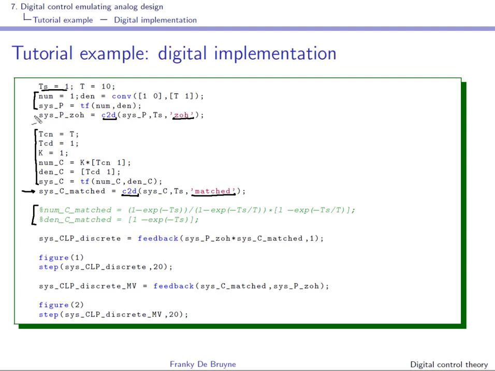So we have a description of the process in discrete time, and we have a description of the controller in discrete time. So what we can do is compute the two relevant transfer functions: the one that goes from the set point to PV, or from R to Y, and the one from the set point to MV, the manipulated value, or from R to X. And then we can have a look at the step responses.